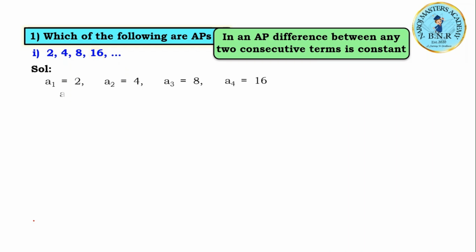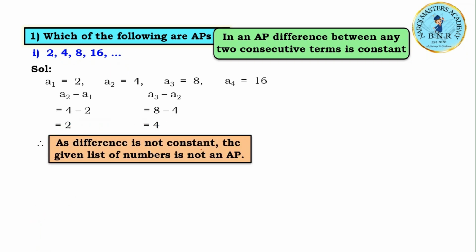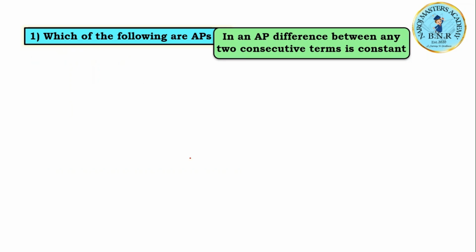What is the first difference? A2 minus A1. That is 4 minus 2, equal to 2. Now find the second difference, that is A3 minus A2. How much is it? A3 minus A2, 8 minus 4. Now it is 4. So here the common difference is not the same. The differences have different values. To identify whether the given sequence is an AP or not, only if the common difference is the same can we call the given series an AP. So we can say directly, no, it is not an AP. As the difference is not constant, the given list of numbers is not an AP.